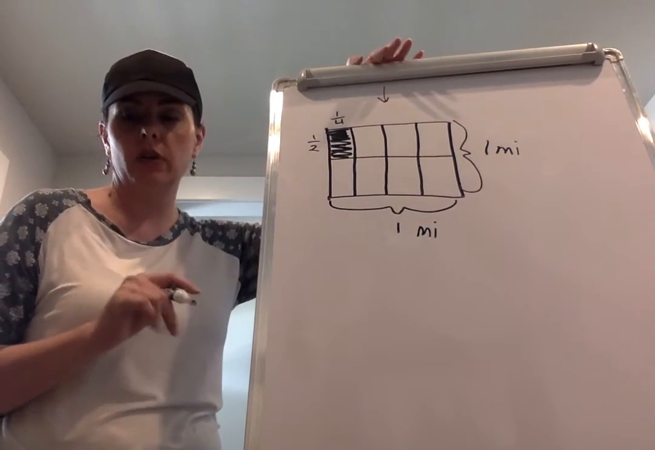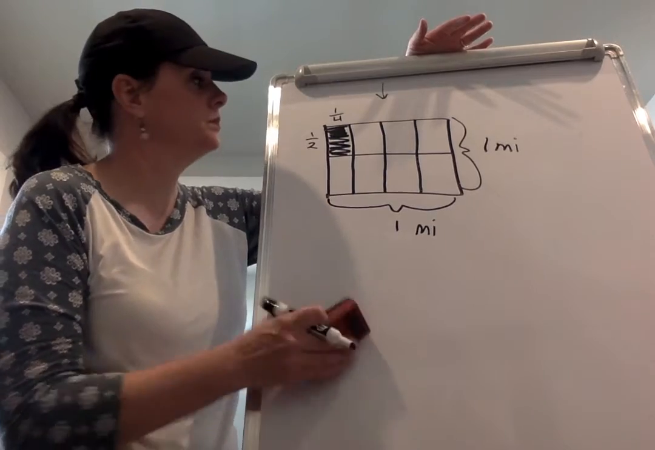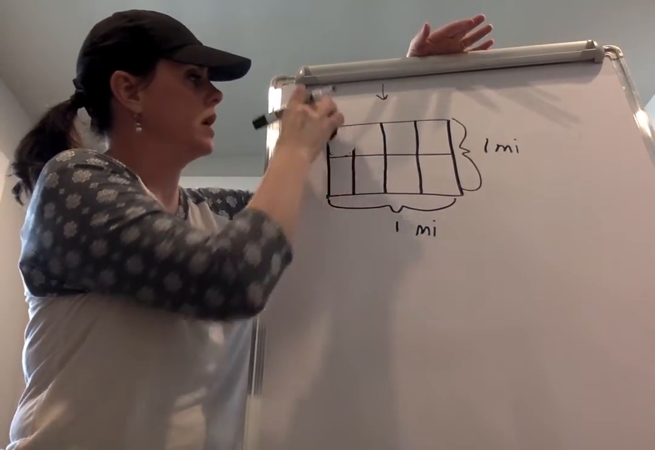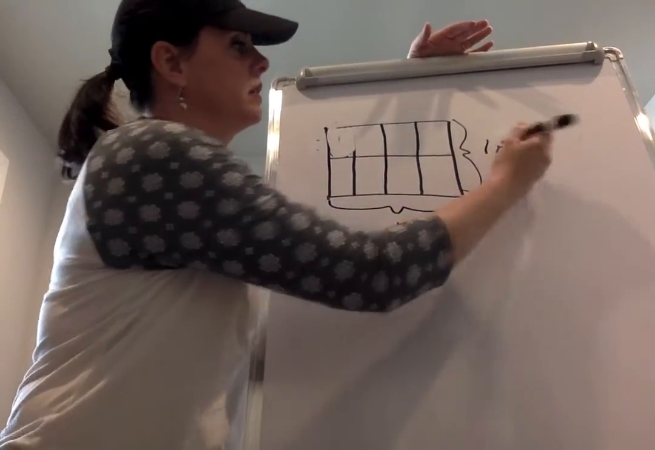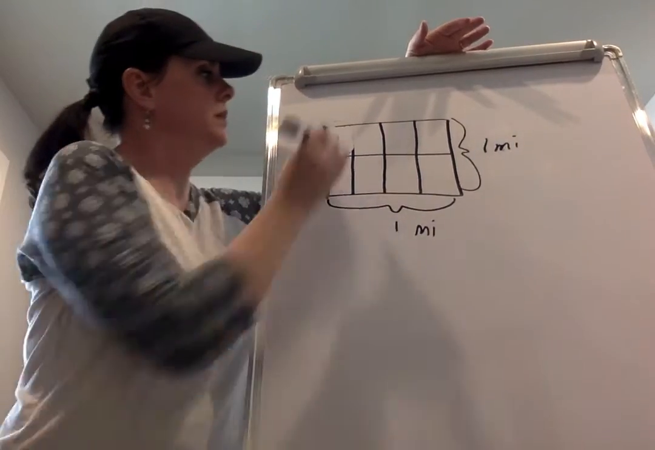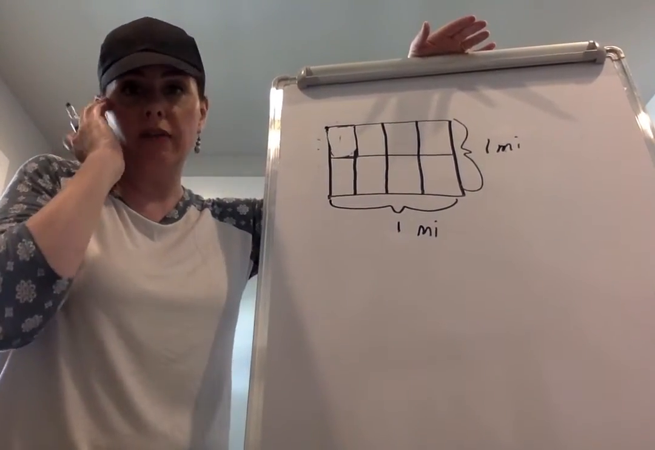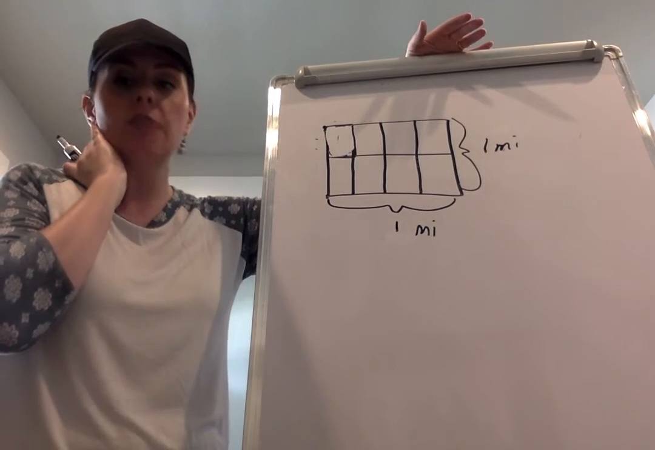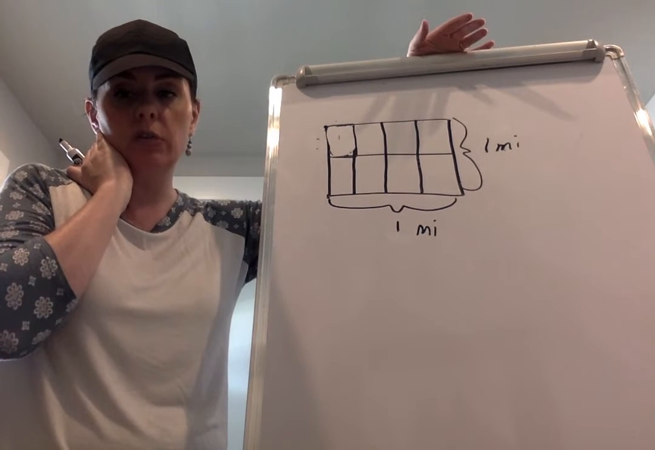So look at number 5. Shade the model to show the area. I don't want to have to rewrite the whole thing. Okay. Sorry, number 5. Shade the model to show the area of a 1/2 mile by 3/4 mile rectangle. Describe what your model shows.